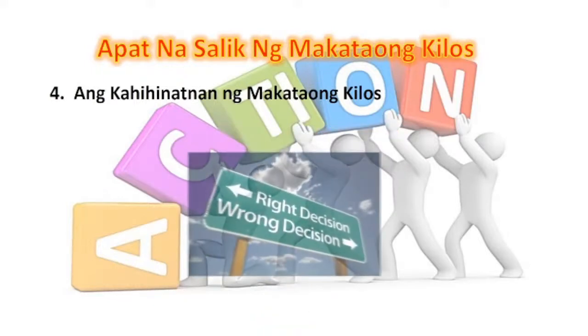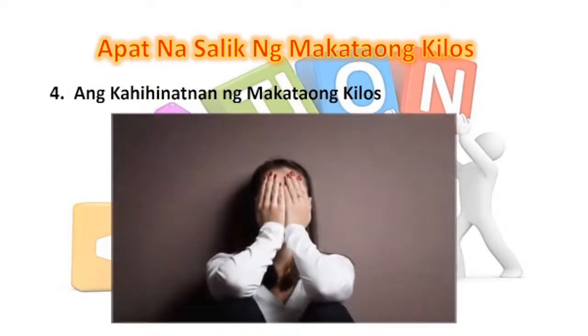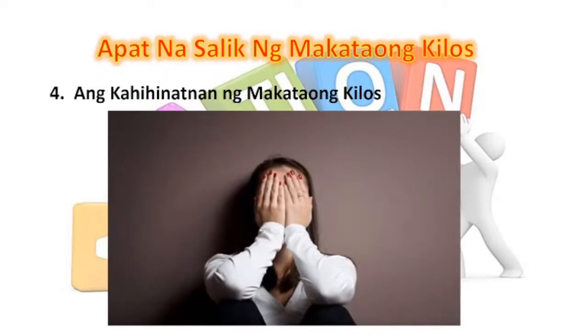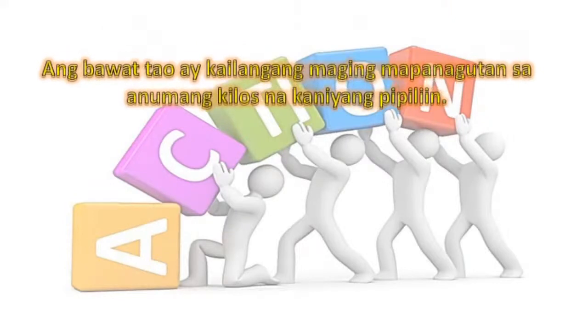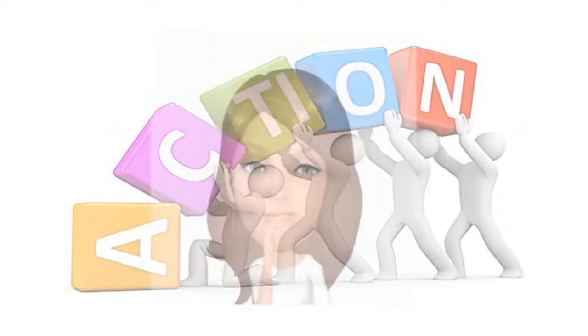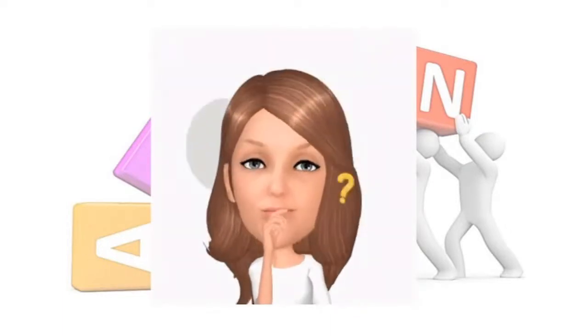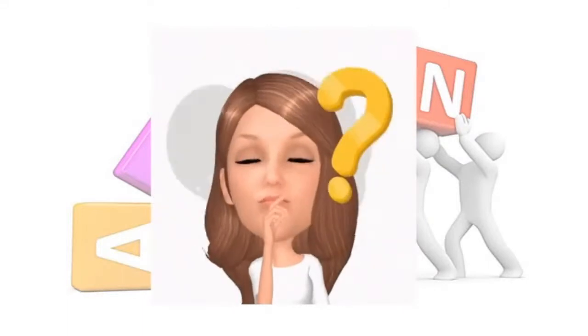Kung minsan, nagkakaroon ng suliranin sa pagpapasya dahil sa kawalan ng kaalaman kung ang pinili niyang kilos ay mabuti o masama. Kung minsan naman, dahil sa bilis ng takbo ng isip ng tao ay nakapag-iisip at nakagagawa siya ng kilos na hindi tinitingnan ang kahihinatnan nito. Ngunit sa ika-4 na salik, sinasabi na ang bawat tao ay kailangang maging mapanagutan sa anumang kilos na kaniyang pipiliin. Kailangang mapag-isipang mabuti at makita kung ano ang magiging resulta ng anumang kilos na gagawin. Ito ay isang hamon para sa iyo.